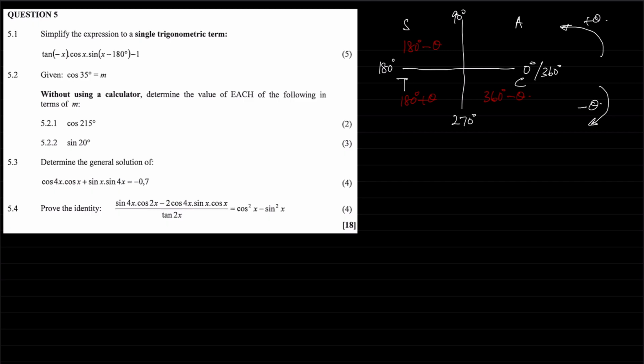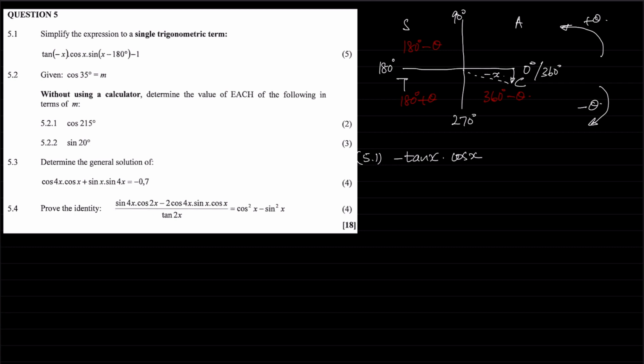So tan of negative x. Tan of negative x means that we are at 0 and we are rotating it to an acute angle. We are rotating it clockwise, which means that we are sitting somewhere here. That would be negative x. Right? So it would have been a rotation like that. Now that is the fourth quadrant. Only cos is positive in that quadrant, and so tan will be negative. So tan of negative x will be minus tan x. Okay, then cos x will remain since there's nothing to do there.